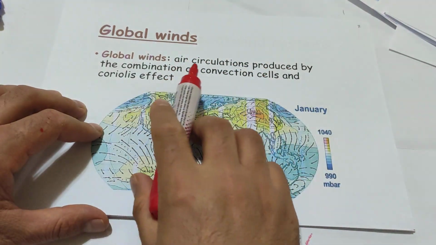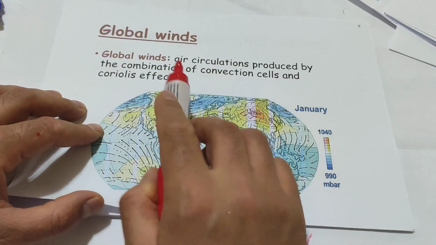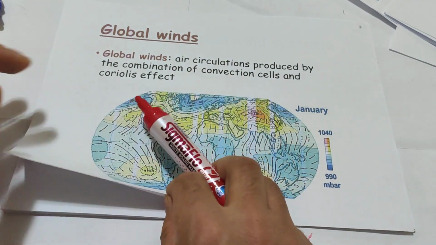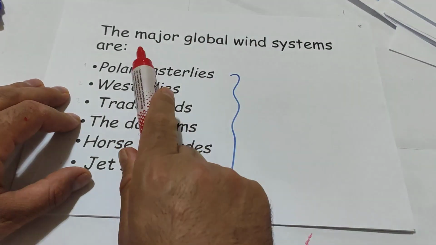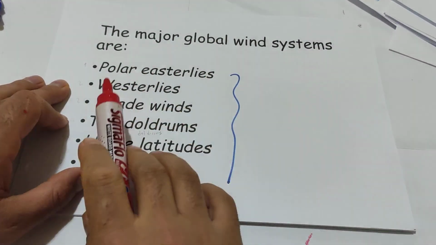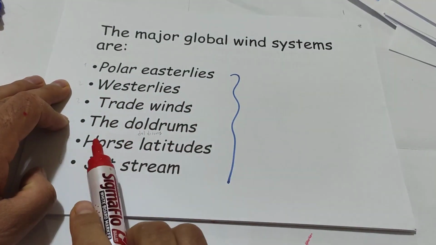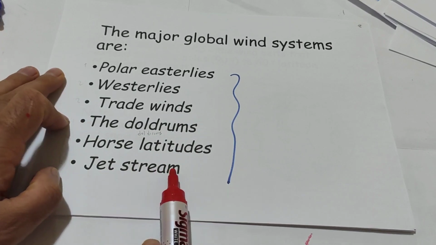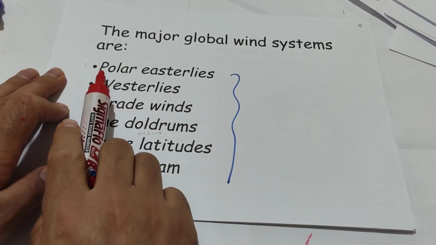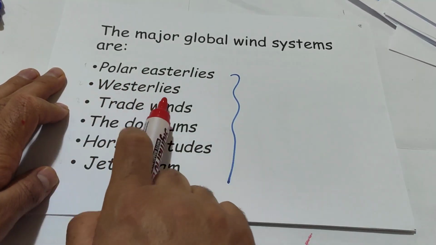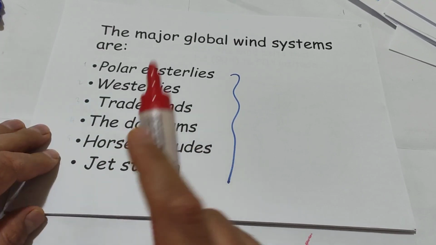Global winds are air circulation produced by a combination of convection cells and the Coriolis effect. The major global wind streams are polar easterlies, westerlies, trade winds, the doldrums, horse latitudes, and jet stream. That means there are 6 kinds of global winds. What are they? Polar easterlies, westerlies, trade winds, doldrums, horse latitude, and jet stream.